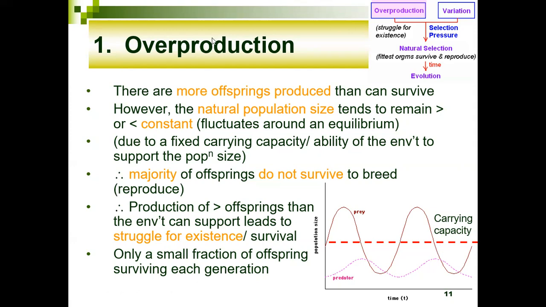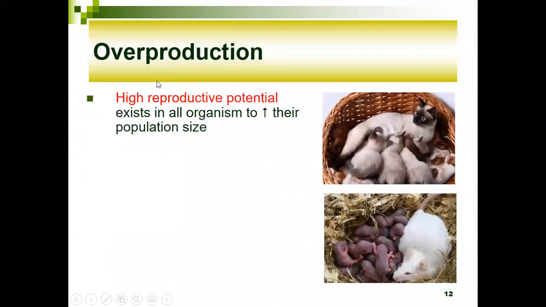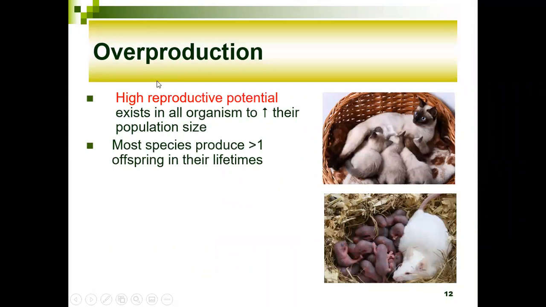Okay? So therefore we say that even though there is overproduction, the majority of offspring do not survive to adulthood to breed or reproduce, because there's a struggle for existence, or struggle for survival. Only a small fraction of offspring will survive to produce the next generation. Okay. So this is an example to show you that mammals have very high reproductive potential.